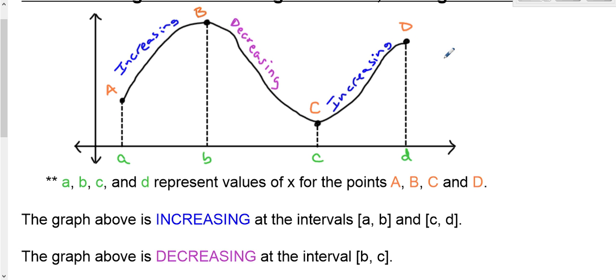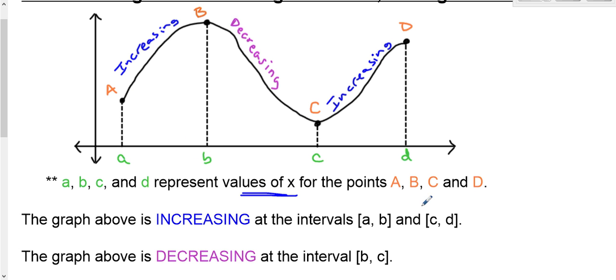The y values would be whatever over here, and we aren't labeling those because when we are talking about the increasing and decreasing intervals or parts of a curve, we are always referring to those in respect to the x value. So a, b, c, and d all represent the values of x for the points A, B, C, and D.